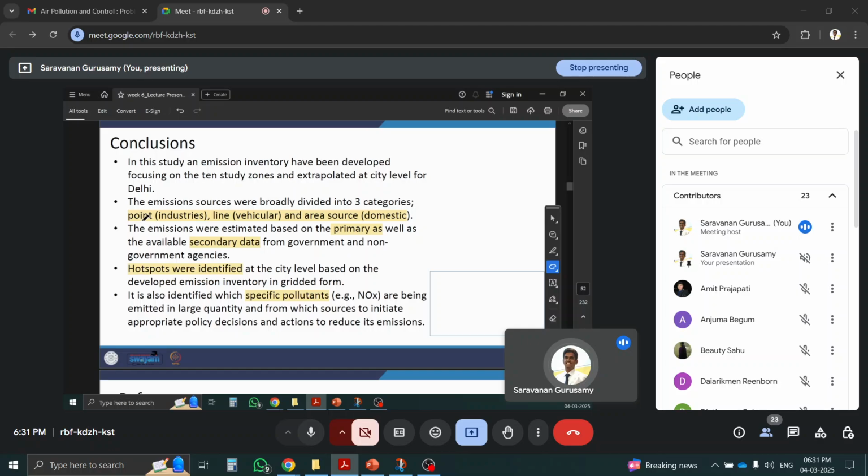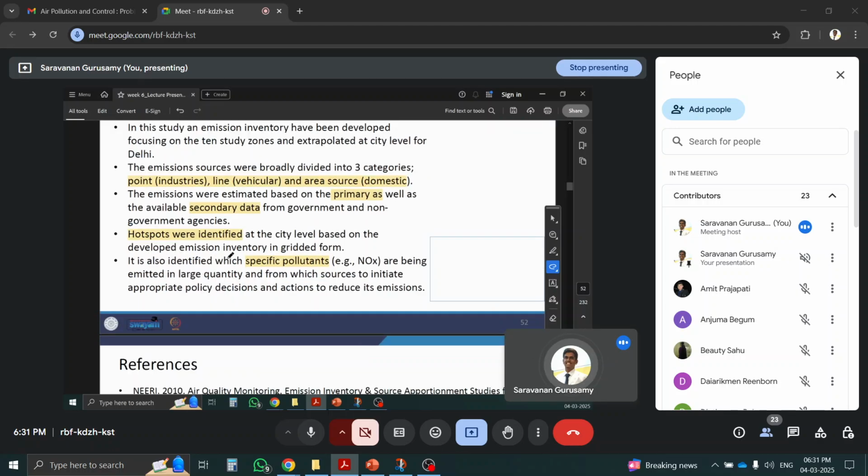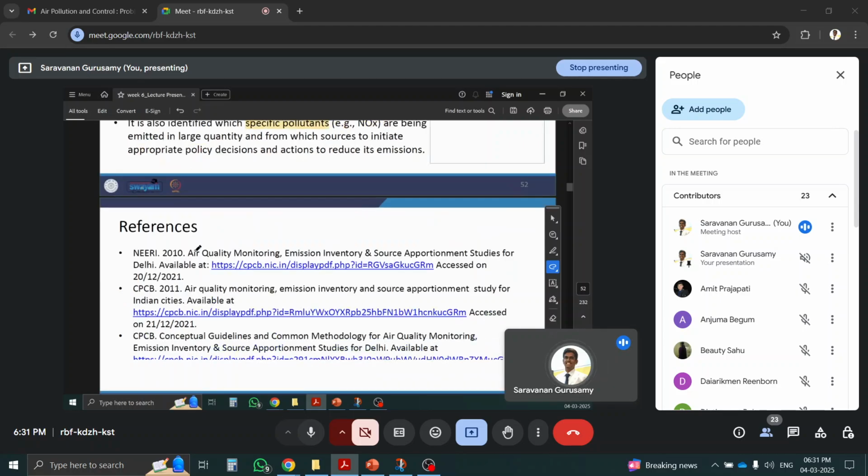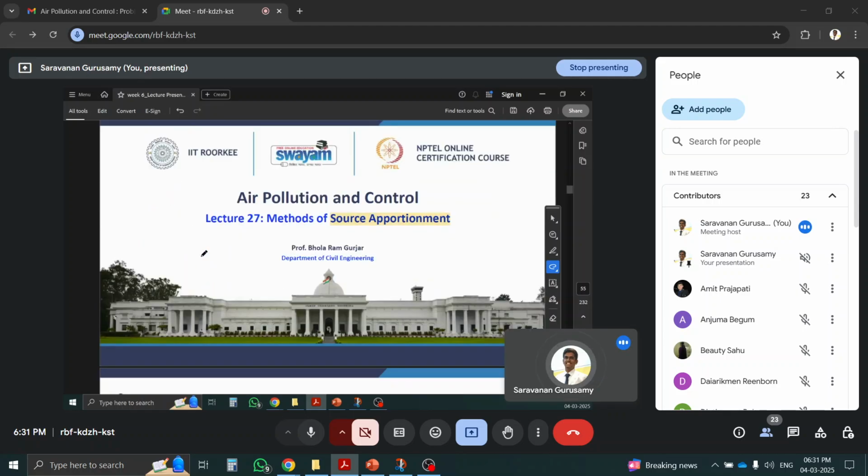So as a conclusion, this is the case study result from Delhi using the emission inventories. They have calculated for the point, line, and area sources from domestics. So the primary and secondary data were collected and the hotspots were identified. The specific pollutants which contribute from different sources were also calculated from these results. You got the broad idea about these emission inventories, I guess. So you can also put it in different models, as we discussed yesterday.